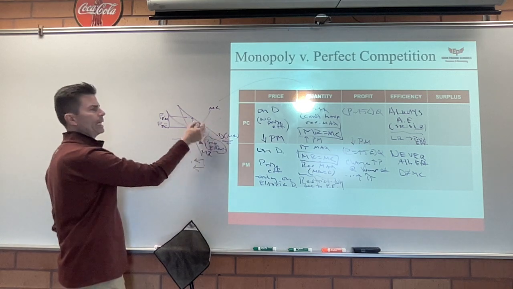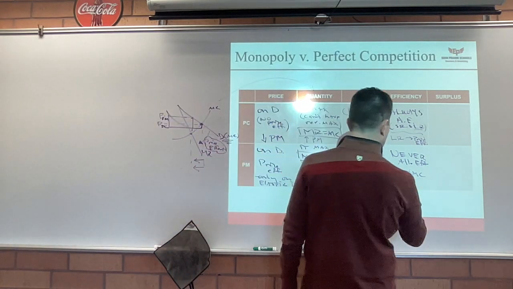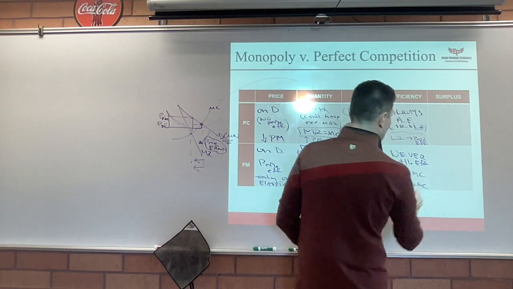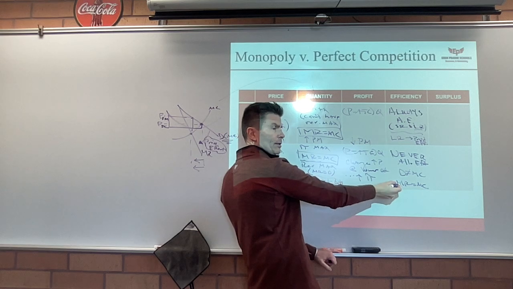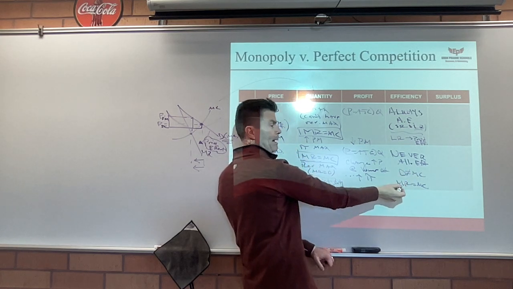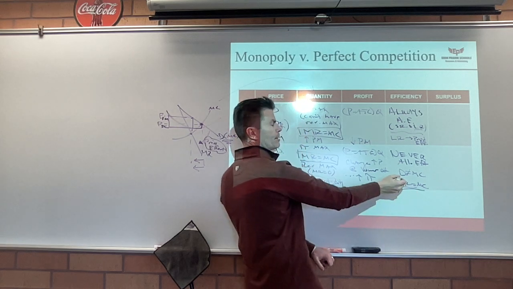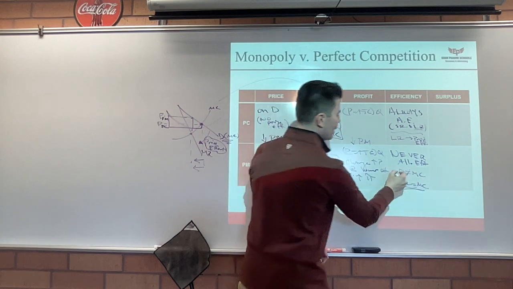Because your MR is not equal to demand. Right? If you're going to produce where MR equals MC, that's great. But if demand's always more than this, these two cannot be equal if demand's always more than that. But this is where I produce. Well, my demand is always going to be higher than that. Right? So that's why this is the case.